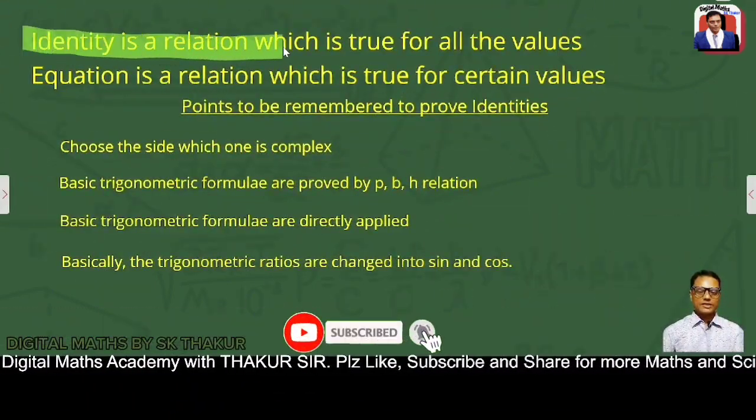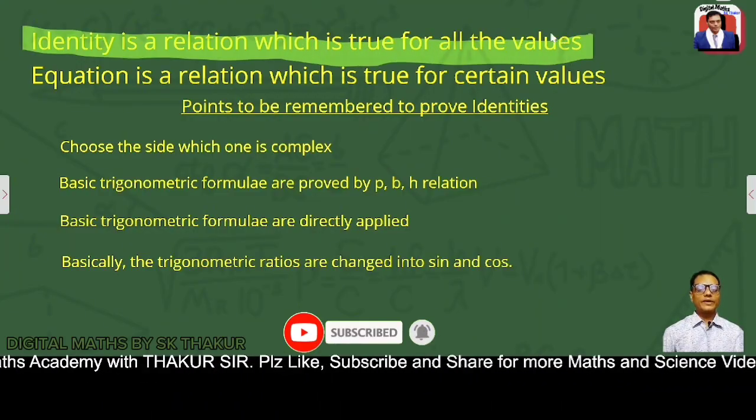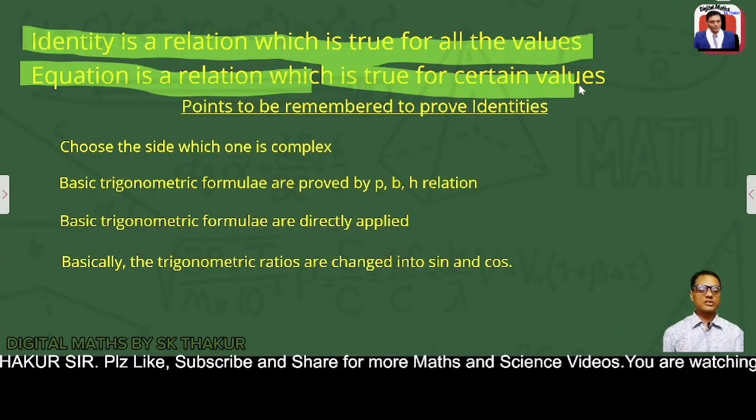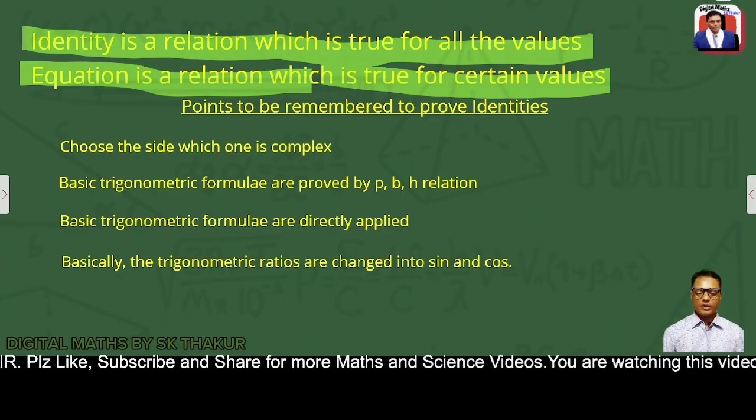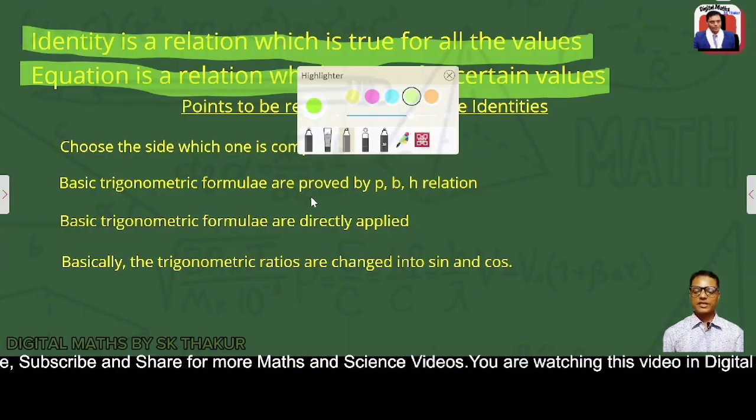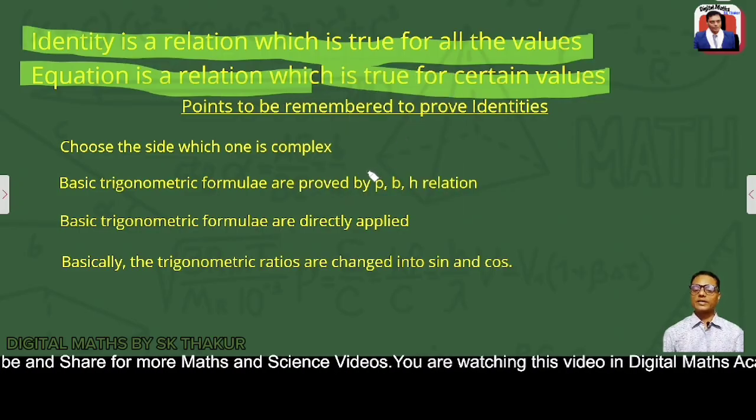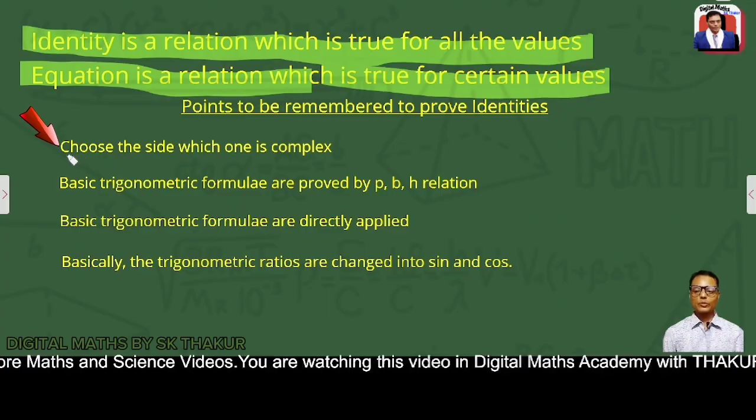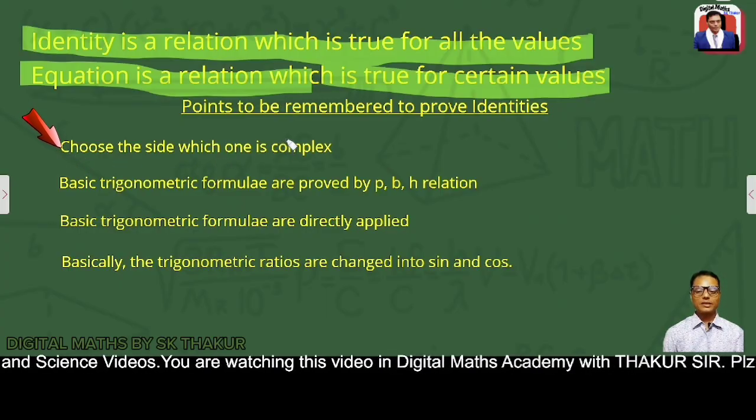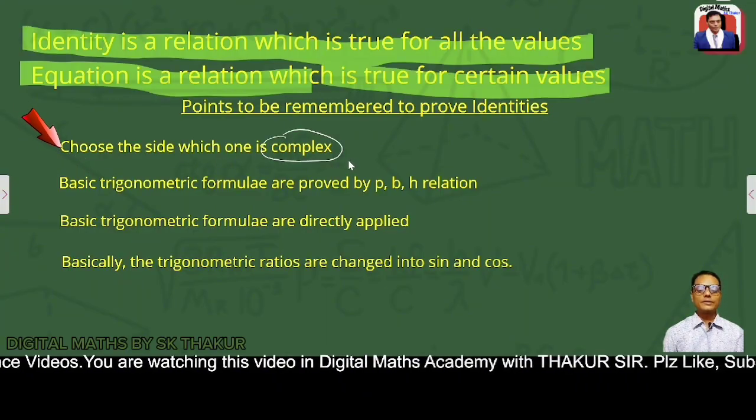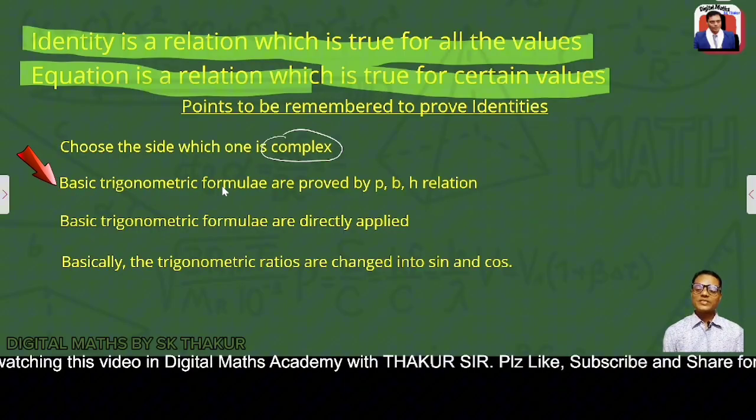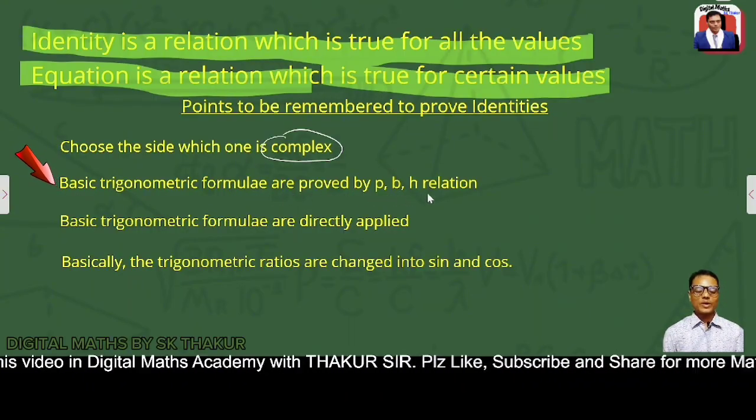An identity is a relation which is true for all the values, but an equation is a relation which is true for certain values. Here we have some points that are used to prove identities. First of all, we have to choose the complex side, so we have to see clearly in which side there is complexity, and we choose that side only. Another one is that basic trigonometric formulae are proved by previous relations.